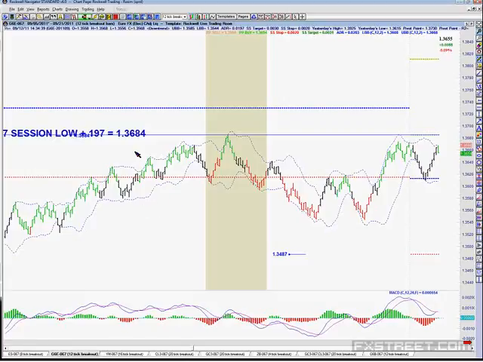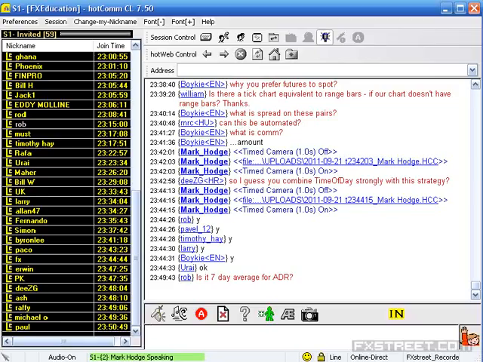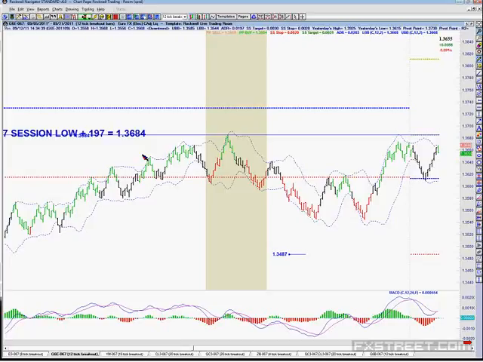Yeah, and again, there's a question on the average daily range. It's taking, during the trading session, the high, subtracting the low, and averaging that over 7 days. So, pretty neat here. We get within 1 tick of the average daily range. Actually, we go through it 1 tick.